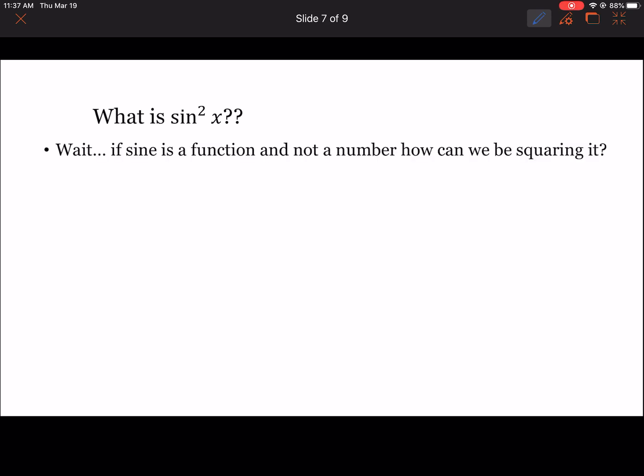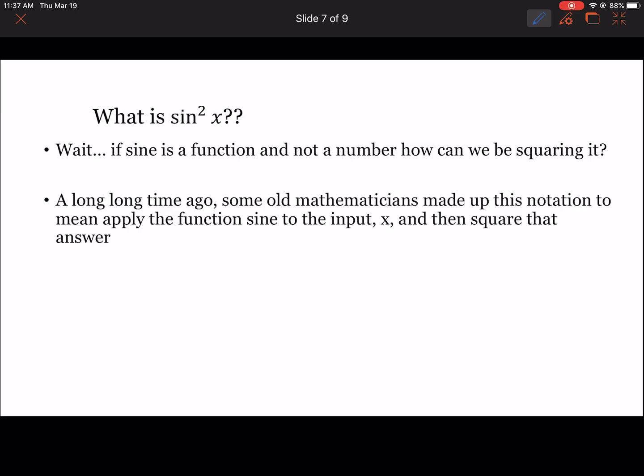We know that sine is a function, not a number. So how the heck can we be squaring this function? It turns out old mathematicians a long time ago made up this notation to imply that they are taking the value of x, applying the function of sine to it first, and then squaring that output. So when we say sine squared of x, what I mean is sine of x, squared, using that breathing to help denote grouping symbols as I do.